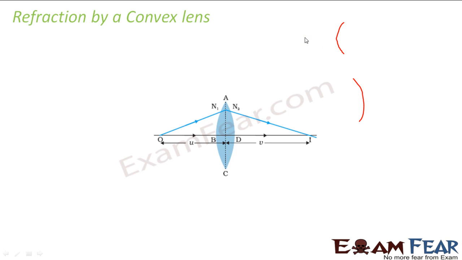For the first surface, the object is O, and it forms an image, let us say I1. Now this image I1 will act as an object for the second spherical surface, and this will then form the final image I. That is how it actually works. In the next slide, we will look at this refraction by a convex lens in detail.